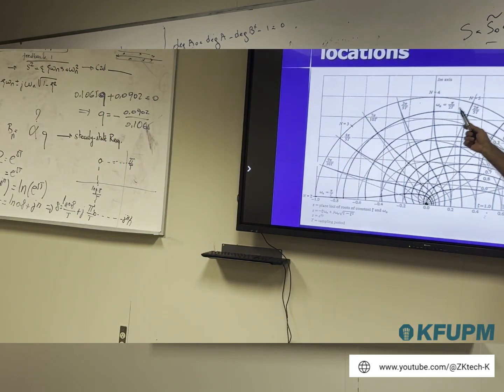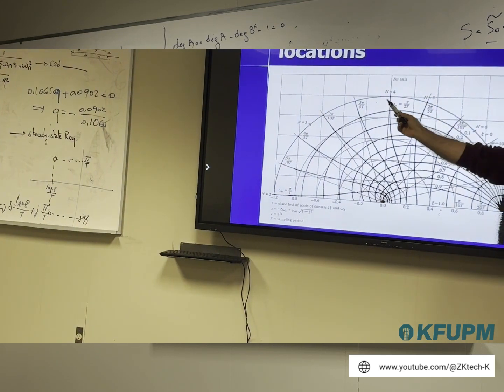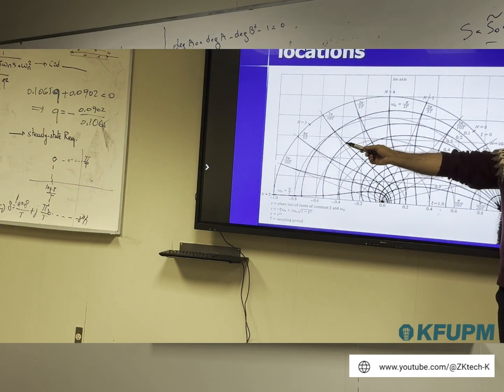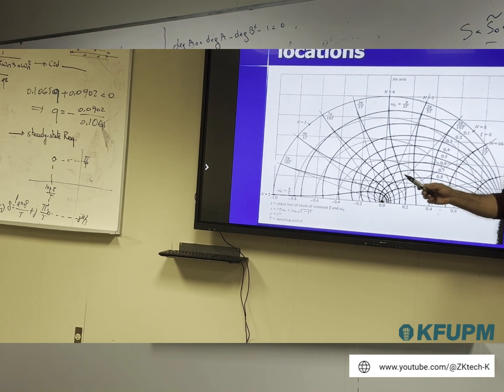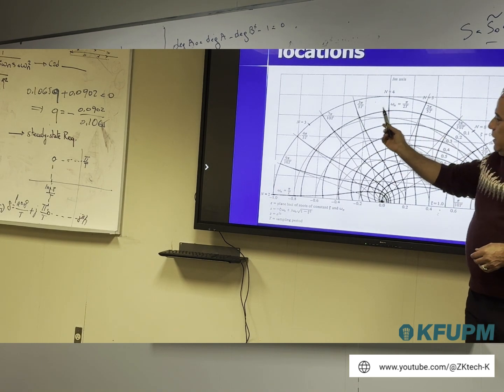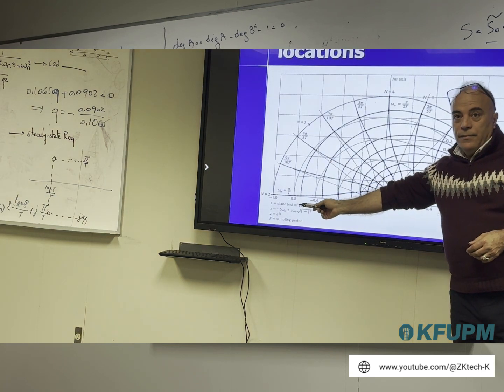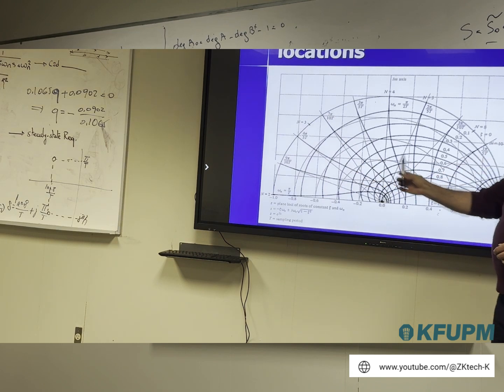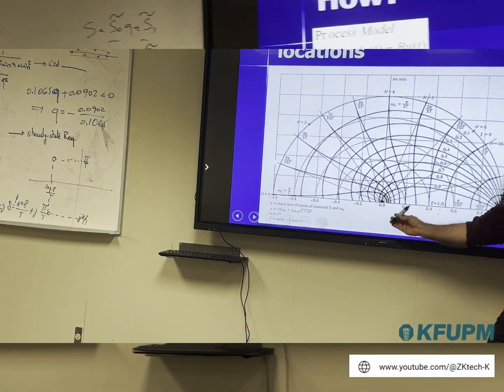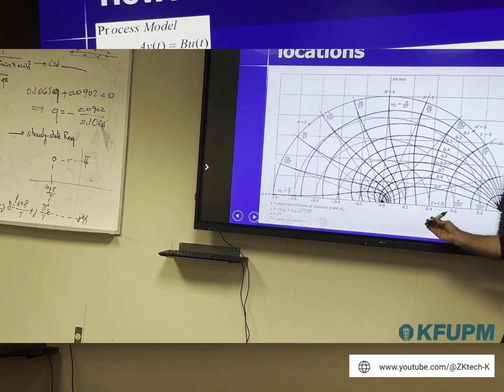So this is zeta equal to 0, which is the circle of 1. You are completely on the imaginary axis. This is the curve for zeta equal to 0.1. This is the curve for zeta equal to 0.2. And here when you are in the positive, zeta is more than 1, 1 and above.